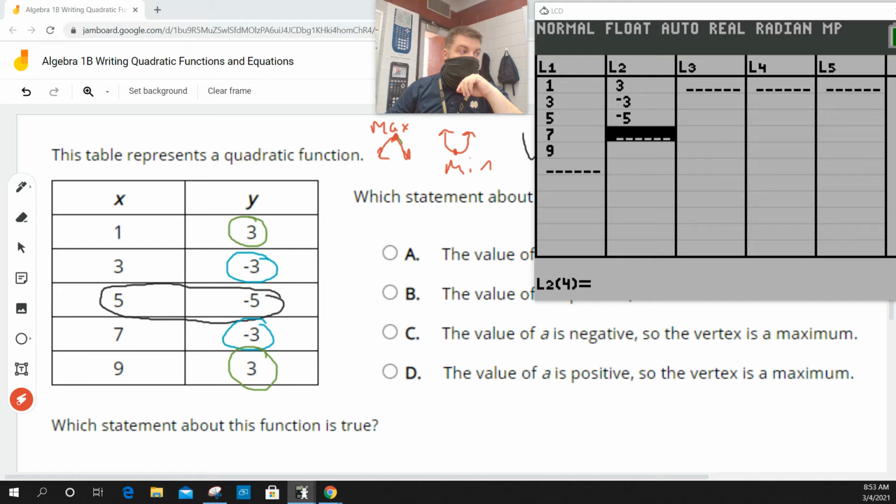Yep. And then negative 3 again. And then 3 again. Notice that what I have up here is exactly what's in the table of values. Okay?